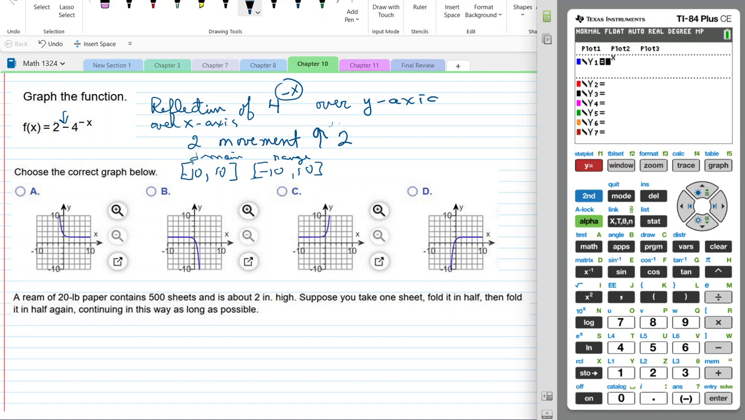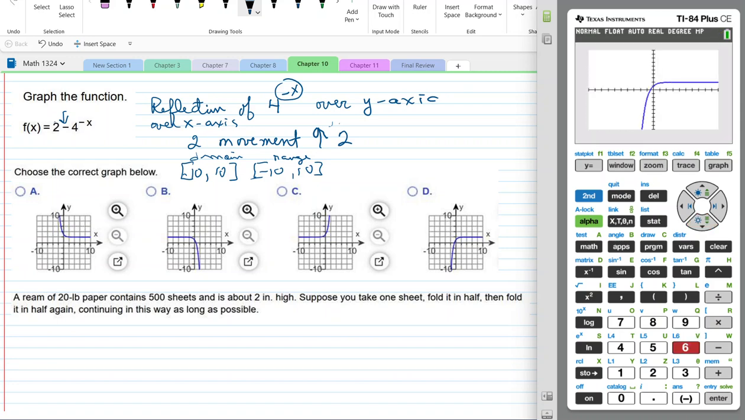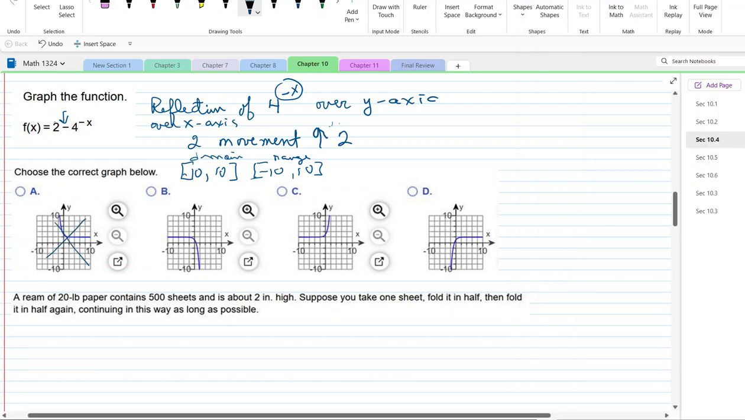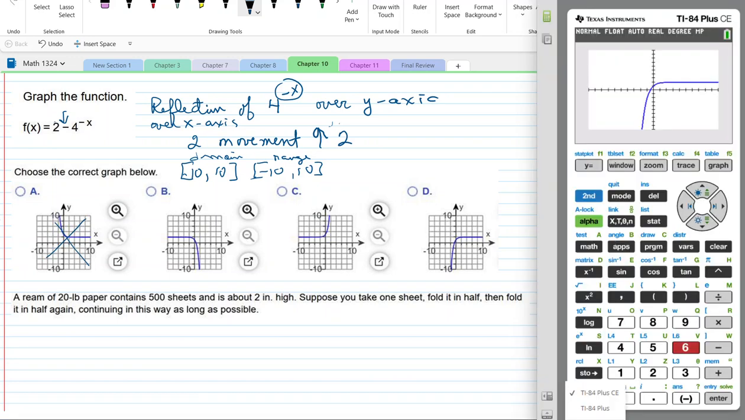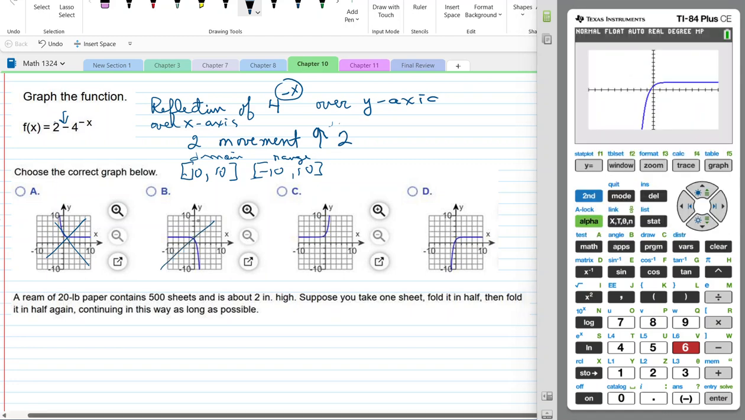So we're going to go to our y equals, clear it. We're going to enter what we see. 2 minus 4 up caret negative x. Make sure we hit the negative. All right. Now I hit enter. Now I'm going to go zoom 6 because it's a 10 by 10. Looky there. So we know it's not this one. And we know it's not this one. And we know it's not this one.